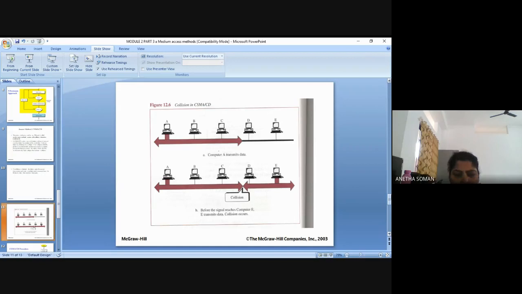So CSMA/CD adds some algorithm in order to handle the collision. That is why it is called carrier sense multiple access with collision detection. Now you can see in the diagram, many stations are there and computer A transmits its data. Before the signal reaches computer E, E transmits its data and the collision occurs. CSMA/CD discusses how you are going to handle the collision.